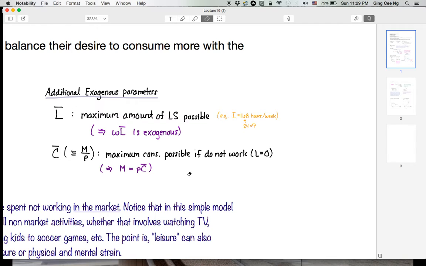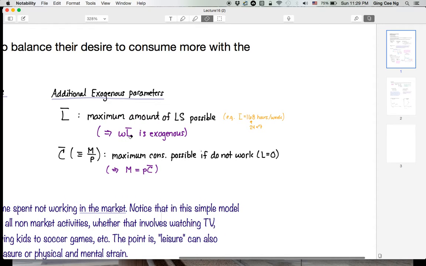All right, so we already talked about this. L bar is your maximum amount of labor supply possible. L bar is also equivalently the maximum amount of leisure that you can have. And so if we multiply your maximum amount of labor supply possible, L bar, by W, the wage rate, this quantity is a price times quantity, so it looks like an expenditure, but it's not really an expense, it's actually your income.